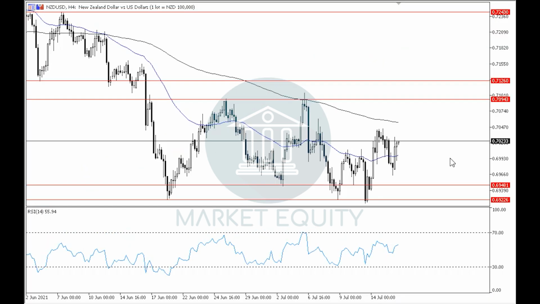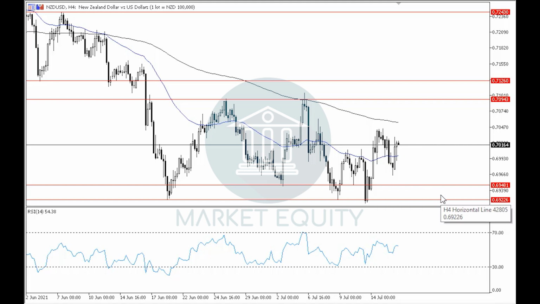As we mentioned in the earlier video, the pair is moving in a sideways movement in the 4-hour time frame between around level 0.6920, which is the lower boundary of the sideways movement, and 0.1795, which is the upper boundary of the sideways movement. We said that by rebounding upwards off of around level 0.6920, the pair will be targeting the upper boundary, which is around level 0.1795.